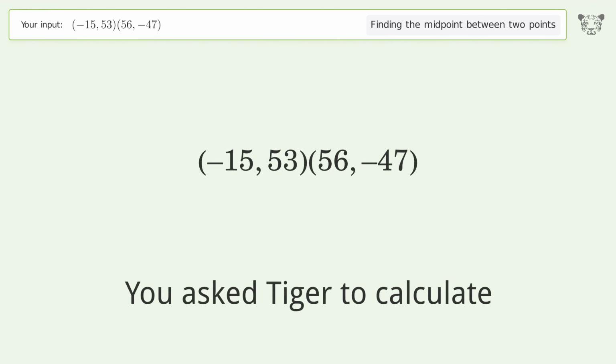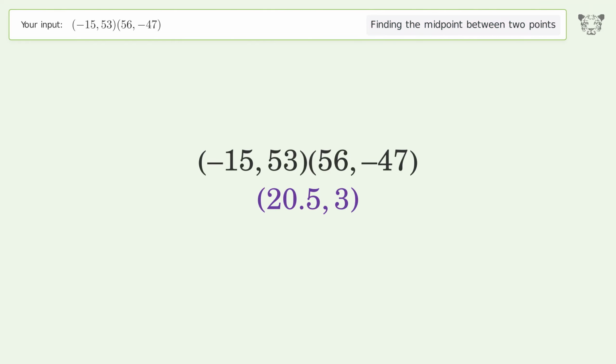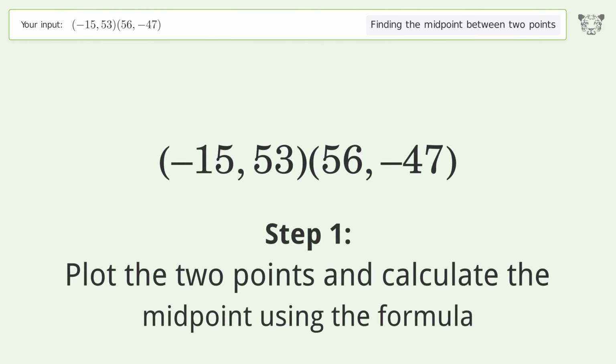You ask Tiger to calculate. This deals with finding the midpoint between 2 points. The midpoint between the 2 points is 20.53. Let's solve it step by step. Plot the 2 points and calculate the midpoint using the formula.